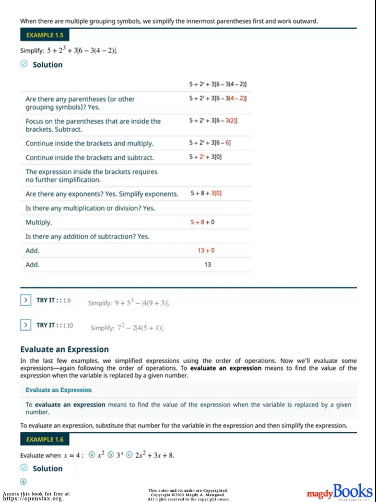Try it 1.10. Simplify 7 squared minus 2 times, open square bracket, 4 times, open parenthesis, 5 plus 1, closed parenthesis, closed square bracket.